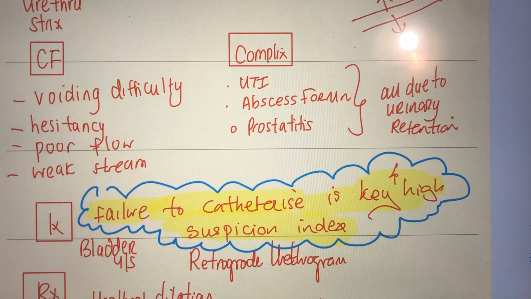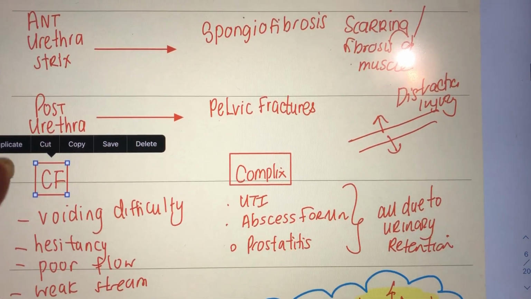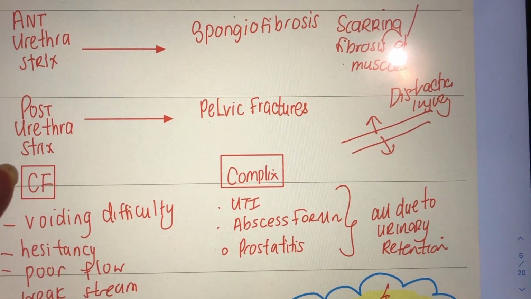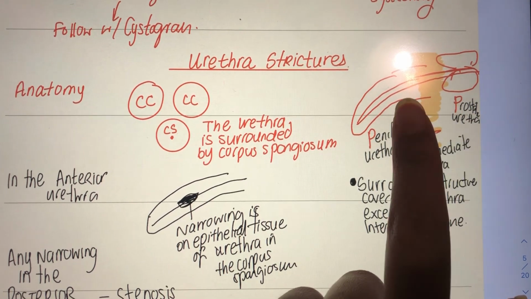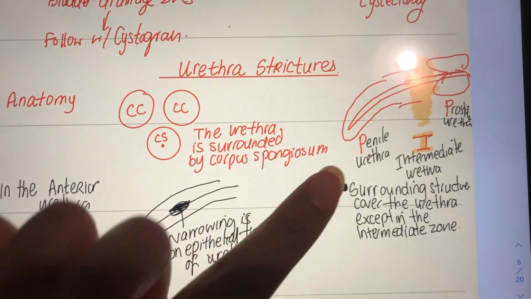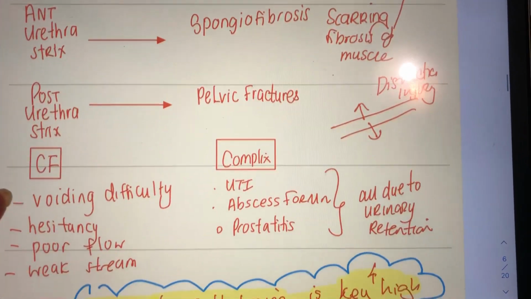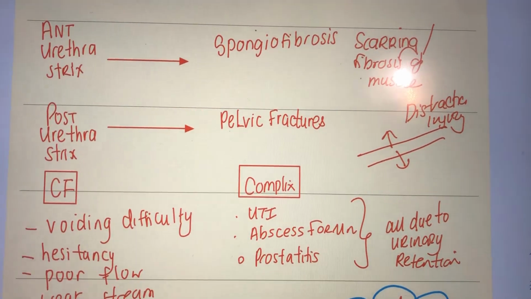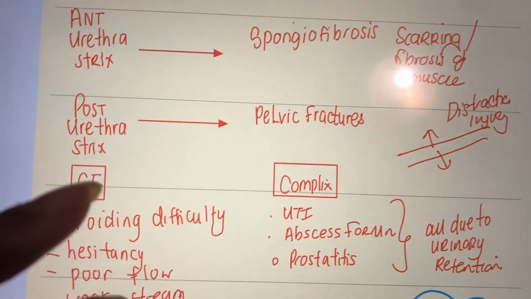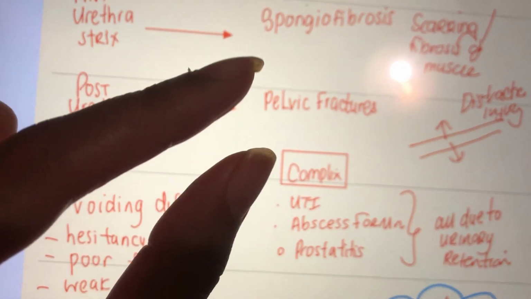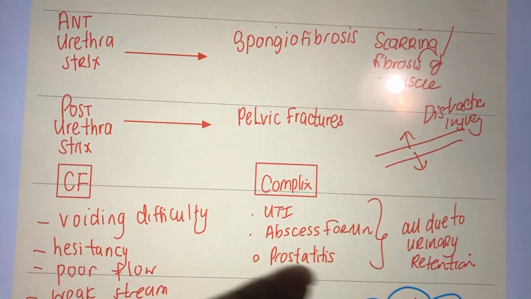The posterior urethral stricture or narrowing, or stenosis, it should be called stenosis, is typically due to pelvic fractures. So those are typically due to pelvic fractures here, especially in the membranous. The membranous urethra is the most at risk, vulnerable, and is typically caused by pelvic fractures. But typically in the anterior, it's spongiofibrosis. And within the pelvic fractures, there are structures that pull at the urethra, distending it, dilating it, pushing it apart, known as a distraction injury.